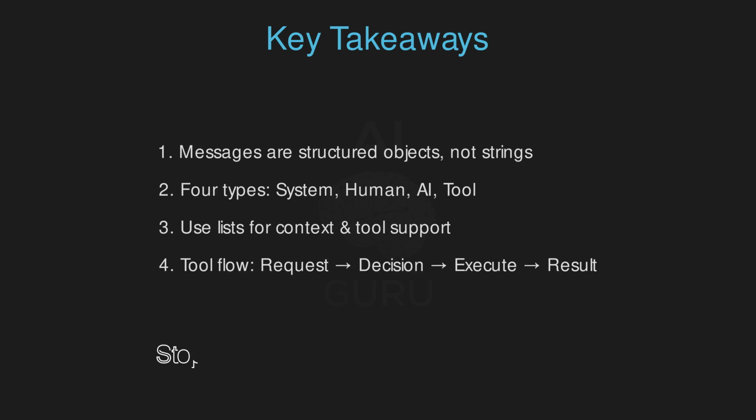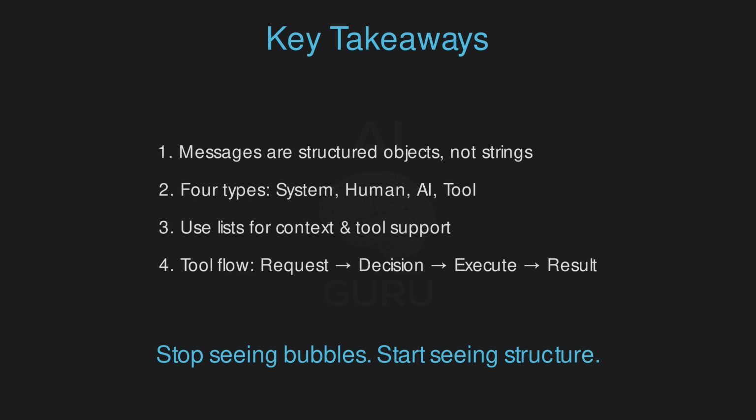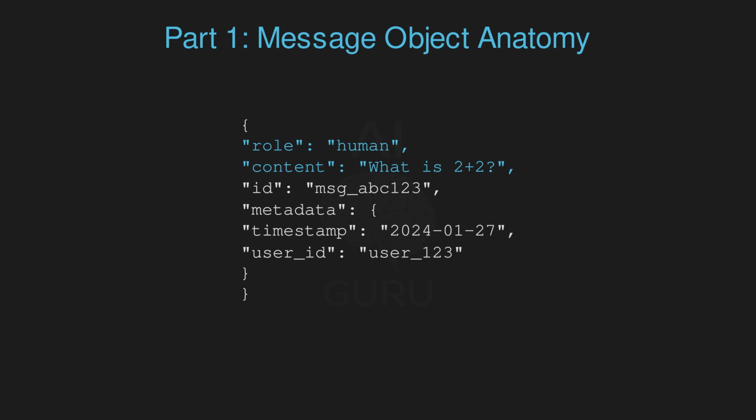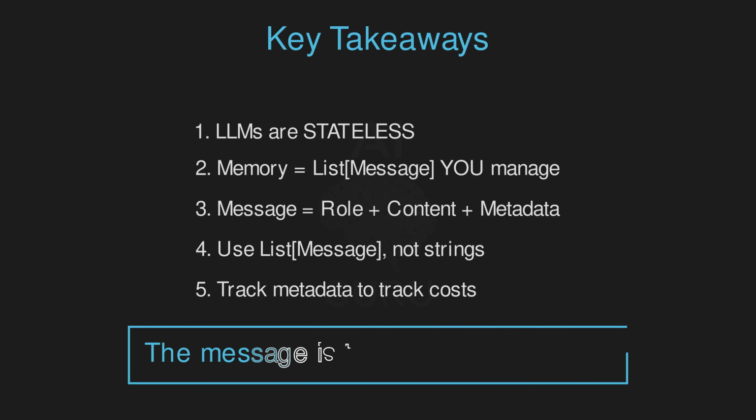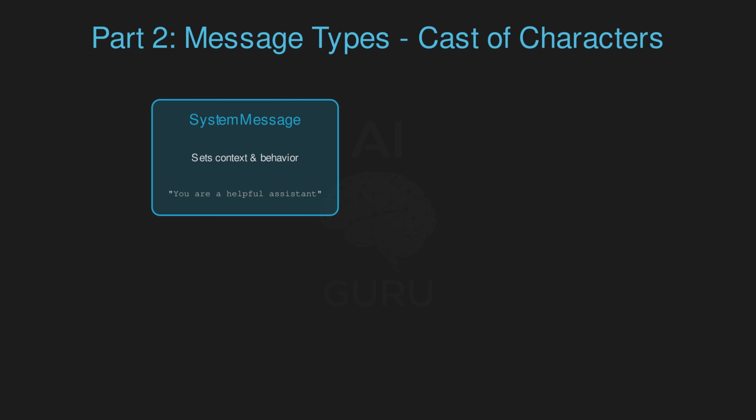The field is moving so fast. New models are coming out every week with weird new features. Always. What happens when a model releases a feature that doesn't fit into text, image, or tool? That is the unknown unknown, and LangChain actually has a solution for it, which I think is fascinating. It's called the non-standard content block.